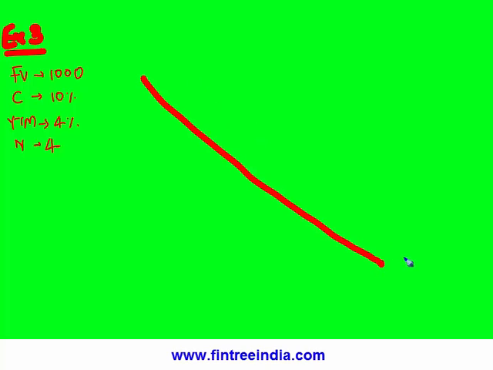Example number 3. Now this time it's a premium bond. So face value 1000. Coupon 10%. YTM 4%. Maturity 4 years. Tell me, what is the shape? Downward sloping. So this is your premium bond.